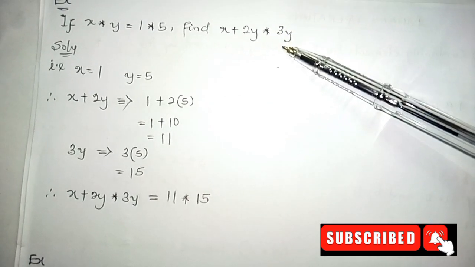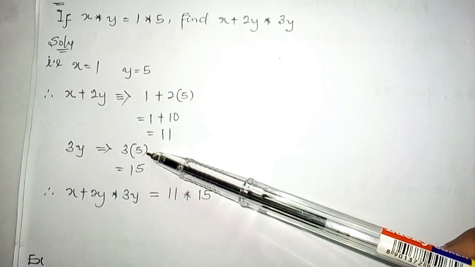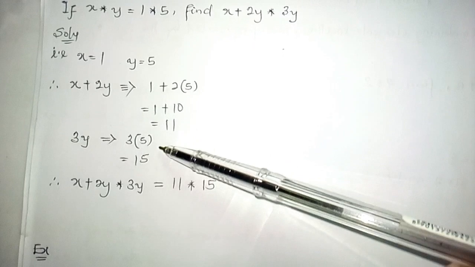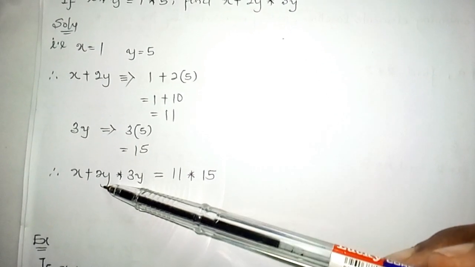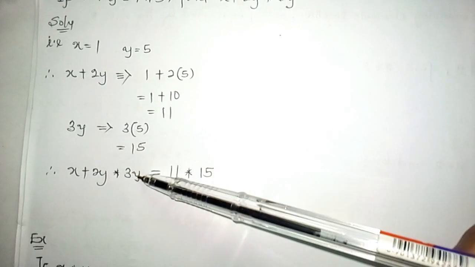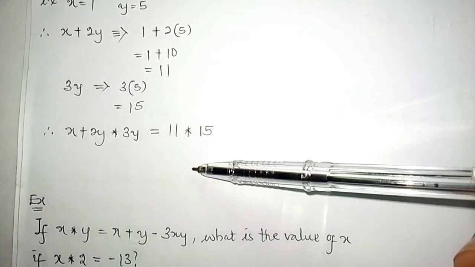Then we also solve for the part of y. We have 3 multiplied by 5. Remember, y equals 5. We get 15. Therefore, we now have that (x + 2y) * 3y equals 11 * 15.